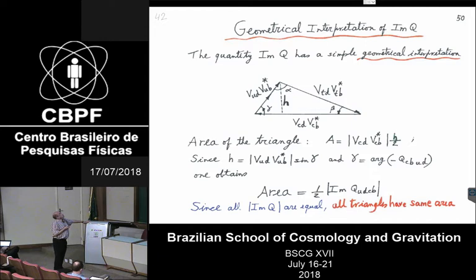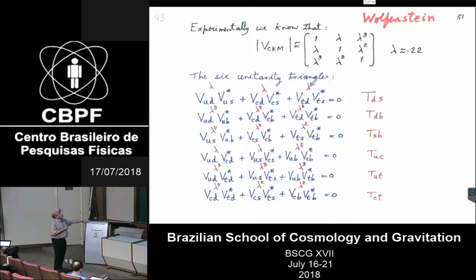The geometric interpretation of the imaginary part of the quartet gives the area of the triangle. Since the imaginary part of all quartets are the same, it means that all triangles have the same area. I mentioned here that there are many triangles of different types, but only this one that I drew before has sides of the same size. So this is very interesting. And the internal angles of this triangle are the famous angles beta, gamma, and so on, okay?